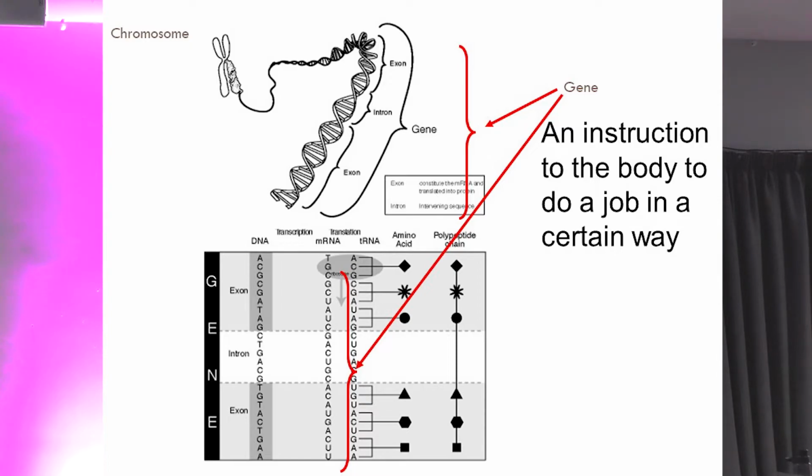So this is a picture trying to show you what genes are in DNA. So at the bottom we've got the sequence of the nucleotides. These group together in threes to code for different amino acids, which are then linked together to form the protein chains.